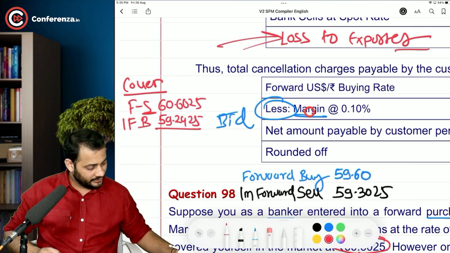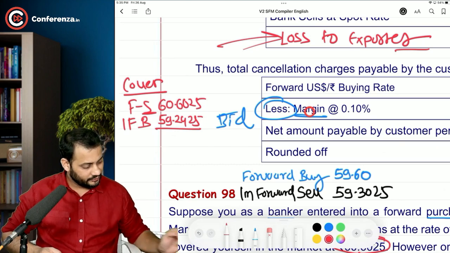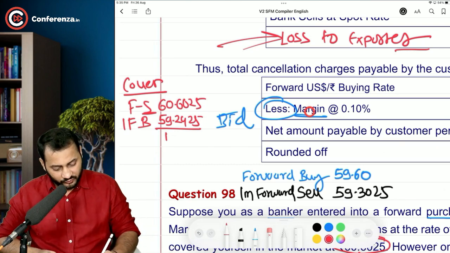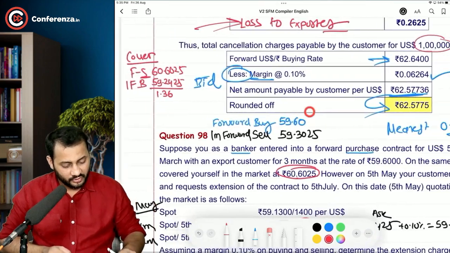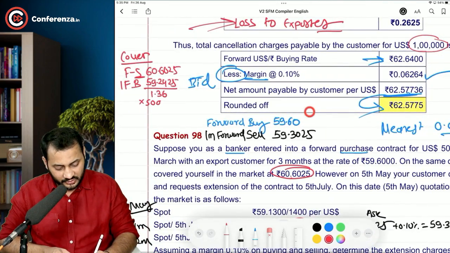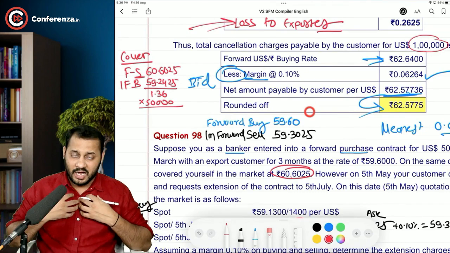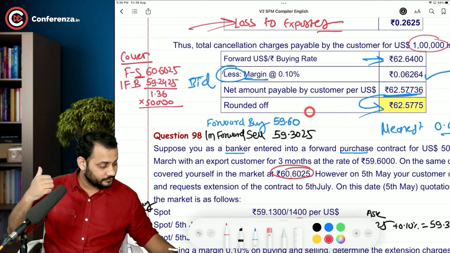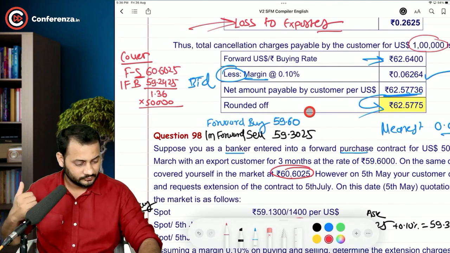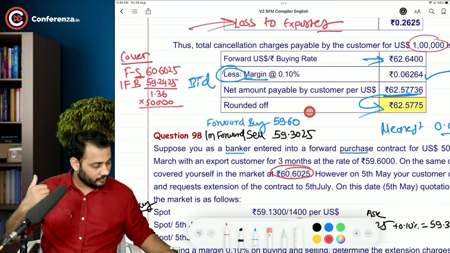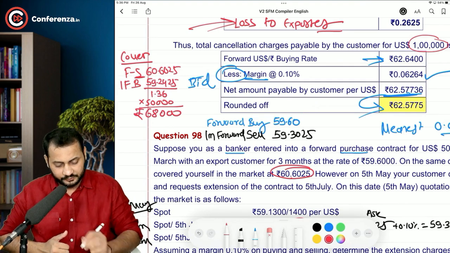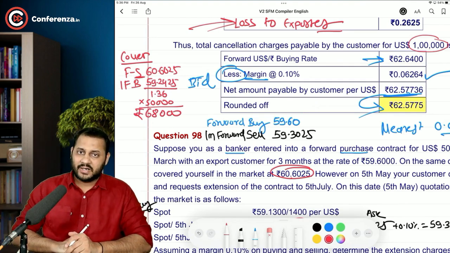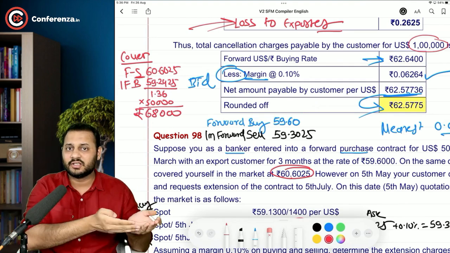60.6025 minus 59.2425. So that's a profit of 1 rupee 36 paisa on every dollar. The total contract was for $50,000. So when our bank is cancelling the contract, we are making a profit of 68,000 rupees. Right? Practically speaking, this is because of the customer.